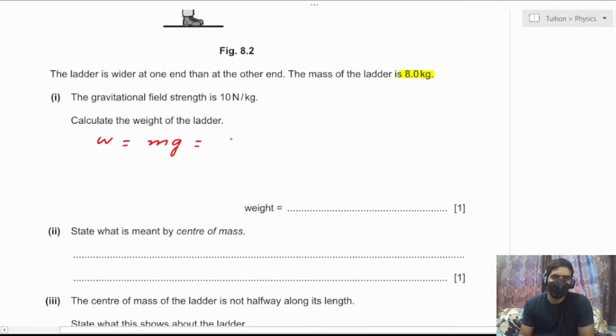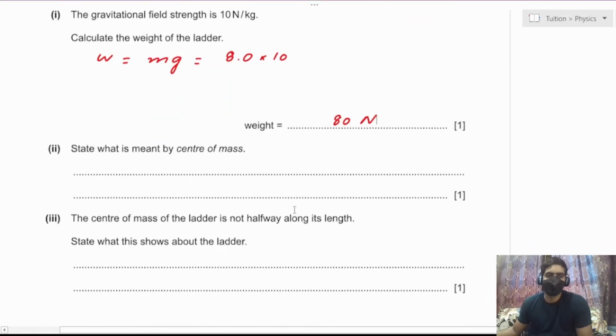So 8.0 times 10. If the gravitational field strength is not given, you have to consider it as 9.8 according to the updated syllabus. So it would be 80 Newton. Okay, Newton is the unit of weight because weight is a force, and the unit of force, any kind of force, is Newton.